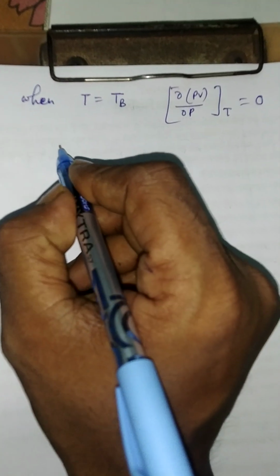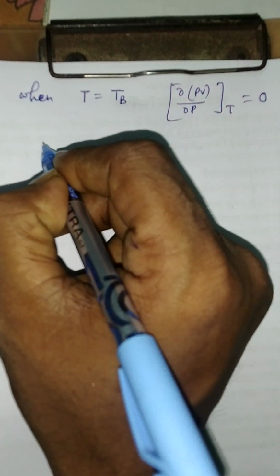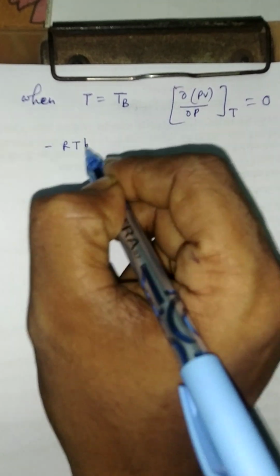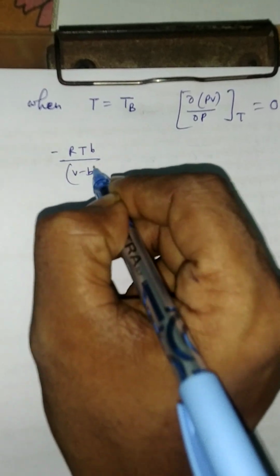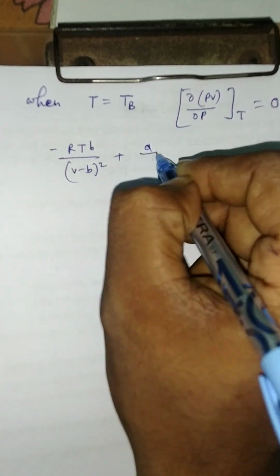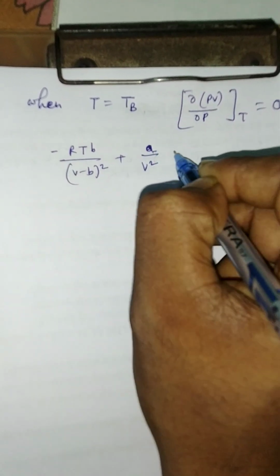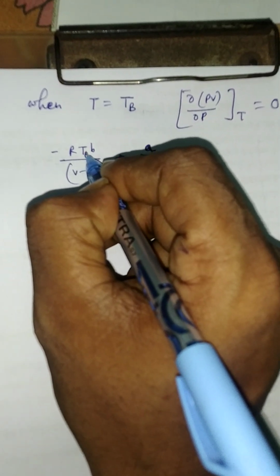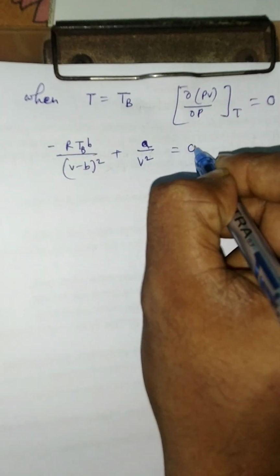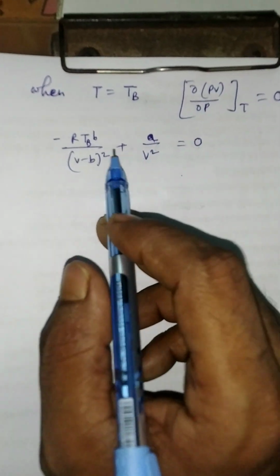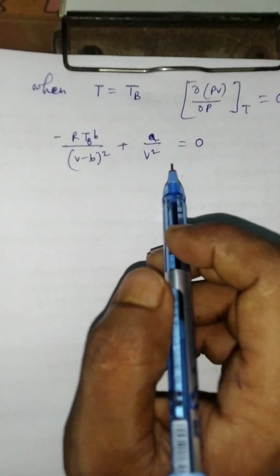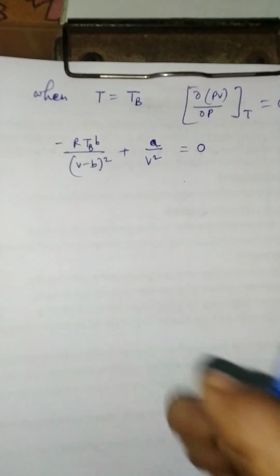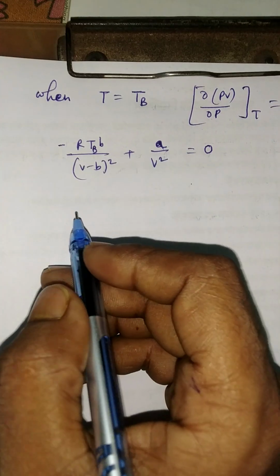So we can write -RT_B by (V - b)² plus a by V², or here in place of T we write T_B, Boyle temperature, equals to 0. This is the mathematical condition for Boyle temperature: RT_B ∂P_B by ∂P at constant T equals to 0. This is the mathematical condition.